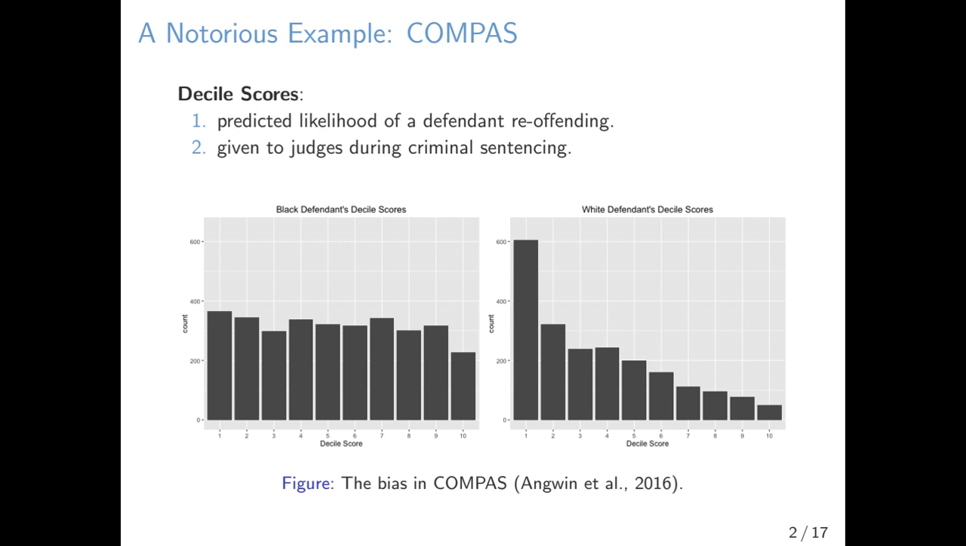This system gives a score to each defendant as the predicted likelihood of reoffending, and this score is given to judges during criminal sentences. From the figure, we can see that there are significant differences in the score distributions between the two races.